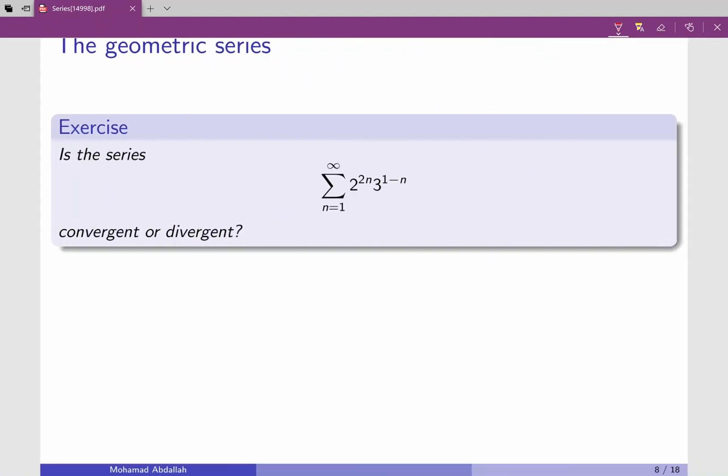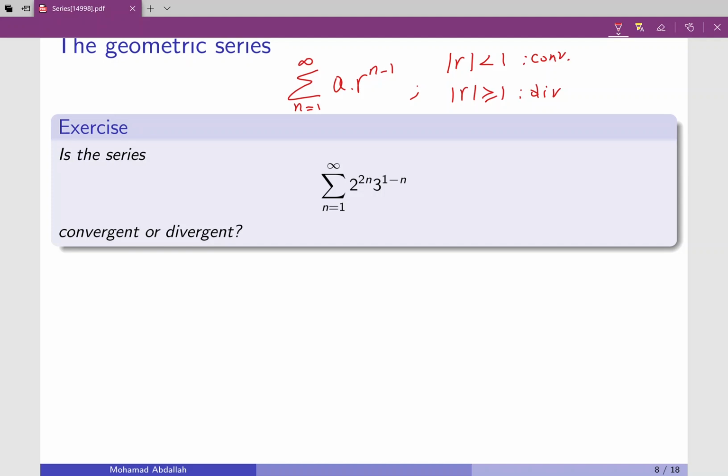Another example: is the series convergent or divergent? So far, we have only seen one type of series, which is the geometric series. And the geometric series looks like this. Keep in mind, it's the sum from n equal 1 to infinity of a times r to the power n minus 1. If r is less than 1 in terms of absolute value, then it's convergent. If r is greater than or equal to 1, then it's divergent.